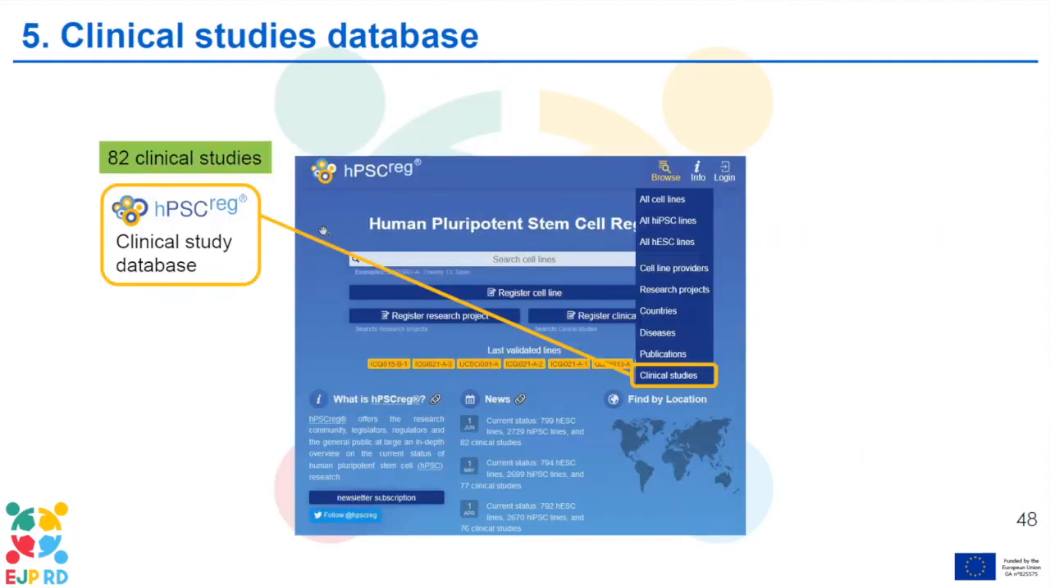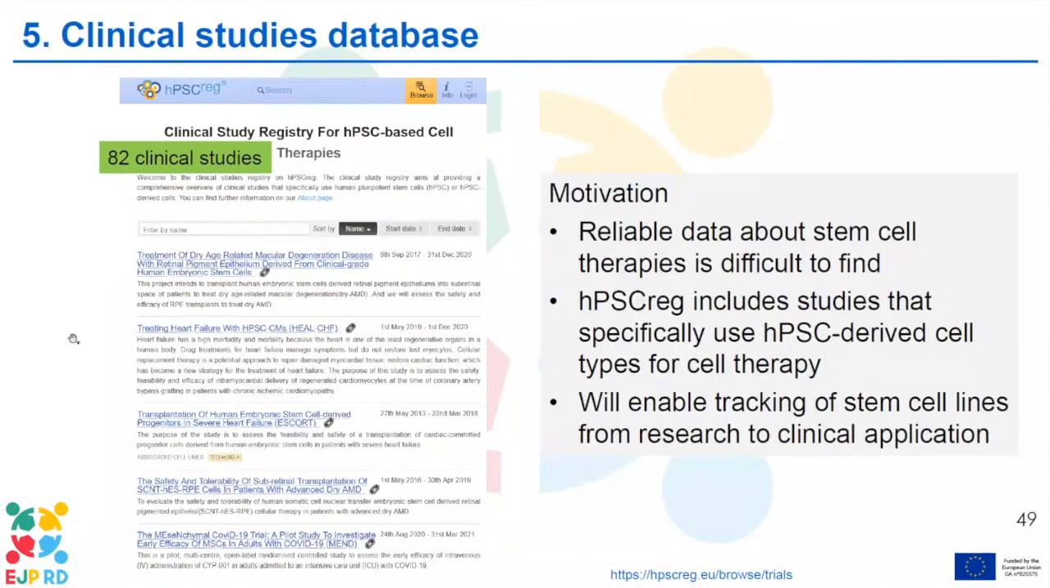Okay, so in the final resource I present today, this will be the clinical studies database. There are 82 clinical studies, and you can access this by going on Browse and scrolling down to clinical studies. So the motivation for providing this particular resource is that reliable data about stem cell therapies is difficult to find. So you're probably aware of a lot of unproven stem cell clinics offering miracle treatments to the highest bidder, basically.